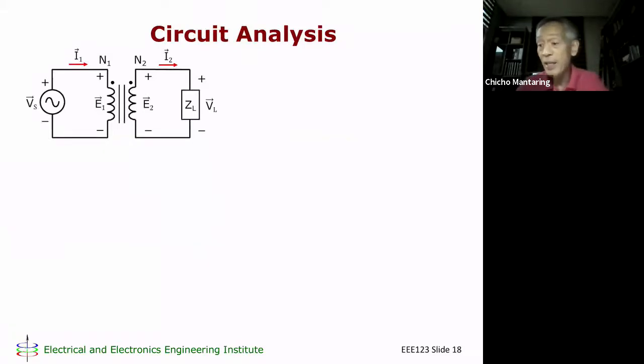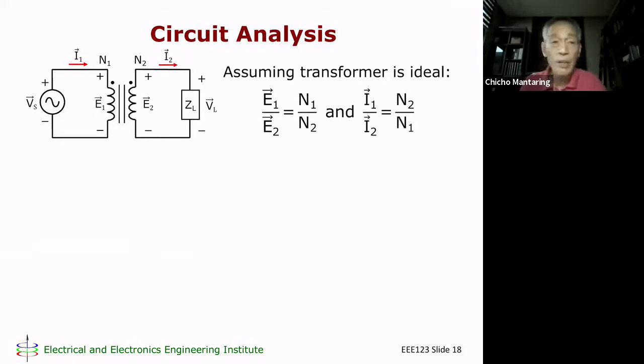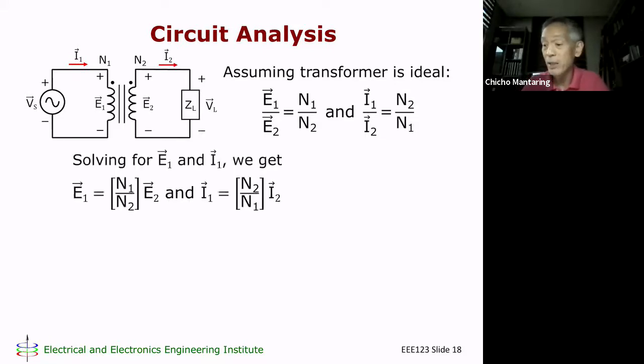Okay, so how do you analyze such a circuit? So assuming the transformer is ideal, we already know that the phasor E1 over the phasor E2 is N1 over N2, and the phasor I1 over the phasor I2 is N2 over N1. Okay. If I want to express E1 and I1, just expressing E1 in terms of E2 and I1 in terms of I2, I have these two expressions. So this is a no-brainer.